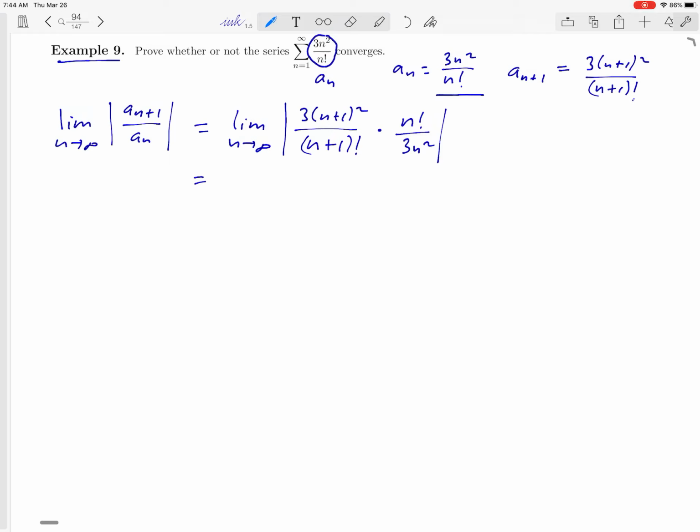Okay, and the rest is algebra. Okay, seeing if we can actually take this limit. One thing that you might notice immediately is that those 3's cancel out.